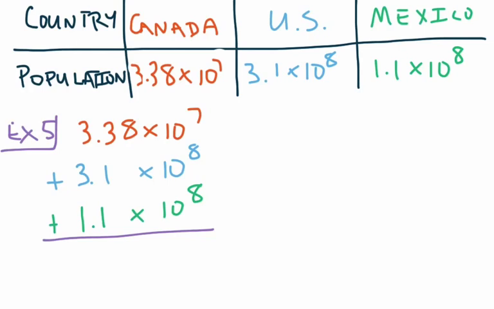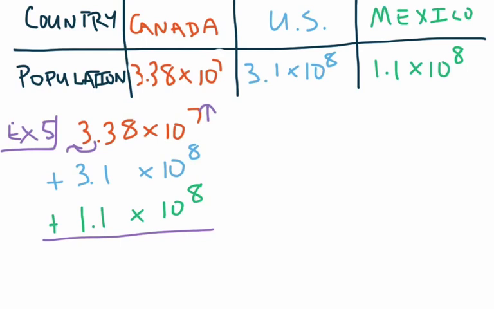Now, my population for U.S. and Mexico both have the same exponent, the exponent 8. Canada, however, has an exponent that's too small. So what I need to do is increase the size of my exponent for Canada, but if that exponent gets bigger, that means my number out front must get smaller. Okay? So instead of being 3.38, I'm going to change that to 0.338.